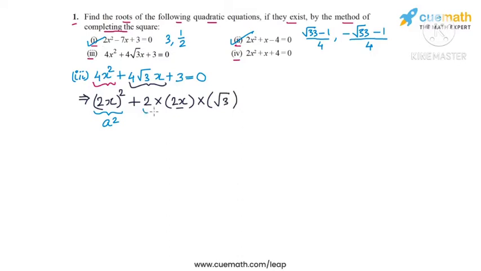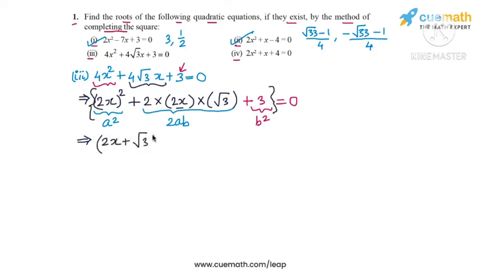So now this term is of the form 2ab, and now I need b square, and b is root 3, so b square is 3, and I see that I already have a 3 here, so that's the term b square. So we don't need to introduce any new term now. These three terms already form a perfect square, and that perfect square is 2x plus root 3 whole square.